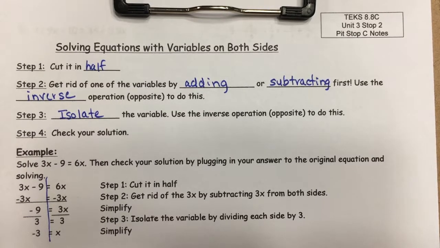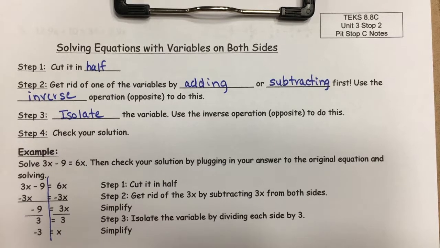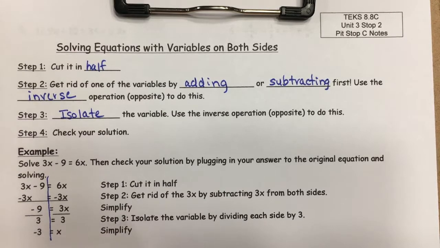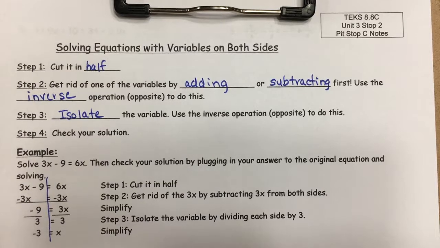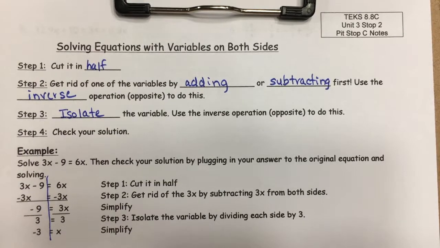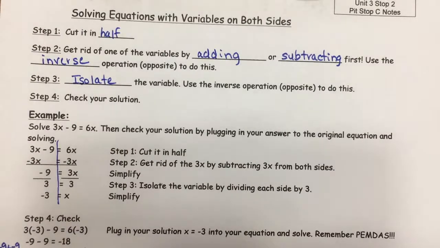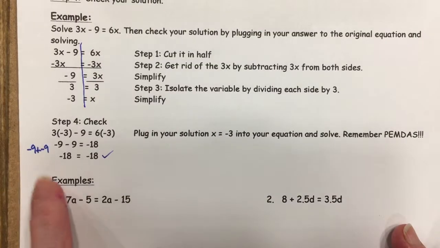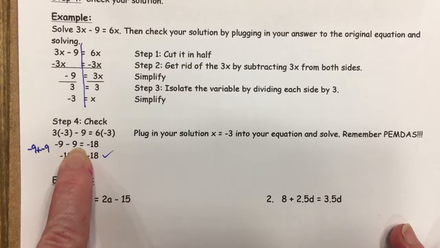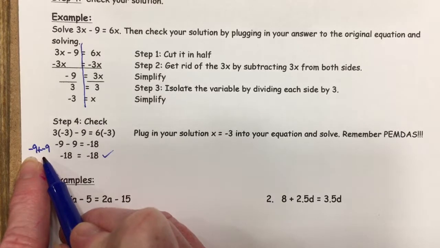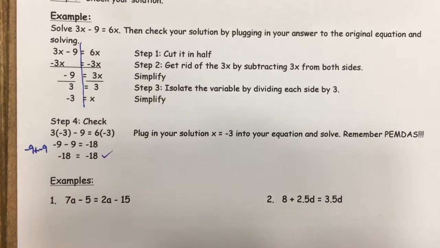And then don't forget to use PEMDAS when you're solving. So I need to do my multiplication first. 3 times negative 3 is negative 9. 6 times negative 3 is negative 18. Then this is subtraction, so I can rewrite this as negative 9 plus, keep, change, negative 9, so that's negative 18. Equals negative 18, so that is the correct answer. Sorry, guess you couldn't see what I was doing. But yeah, negative 9 plus negative 9, if I go ahead and rewrite that, then I get negative 18 here.